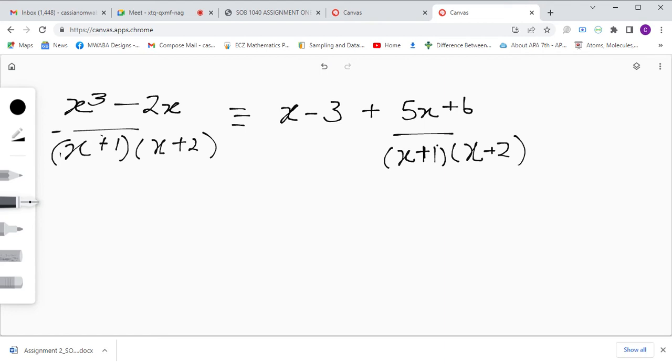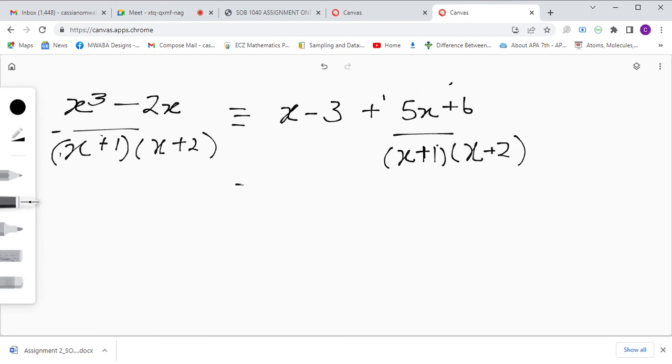We're now going to dissolve this one into partial fractions again. So we're going to look for two factors, which when multiplied give us this expression, and when added give us our original expression. We're going to break down this 5x plus 6 over x plus 1 over x plus 2. We're going to decompose it now.